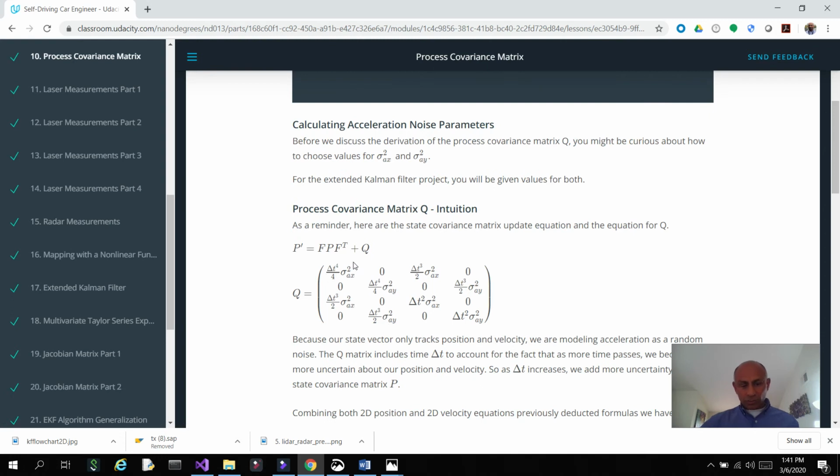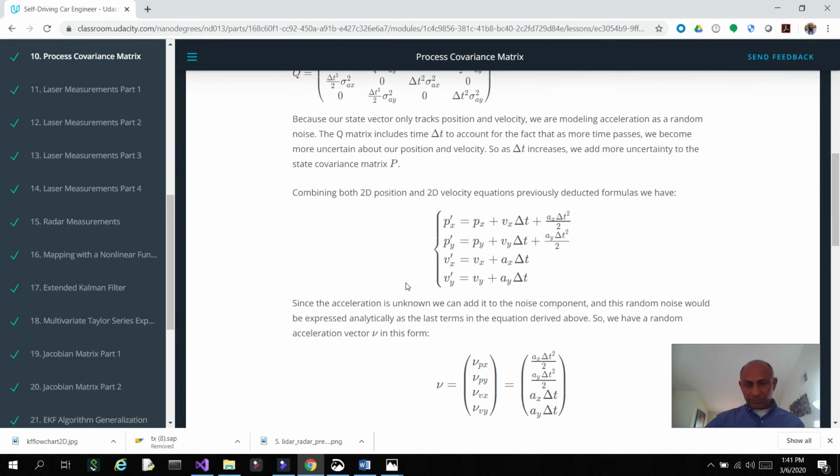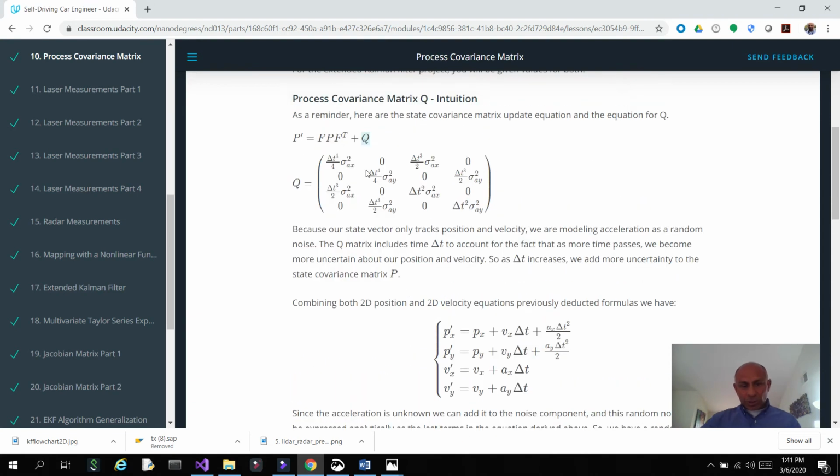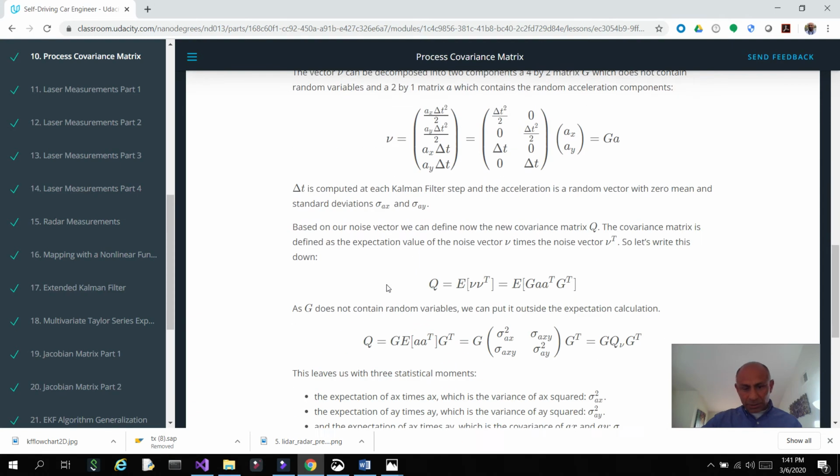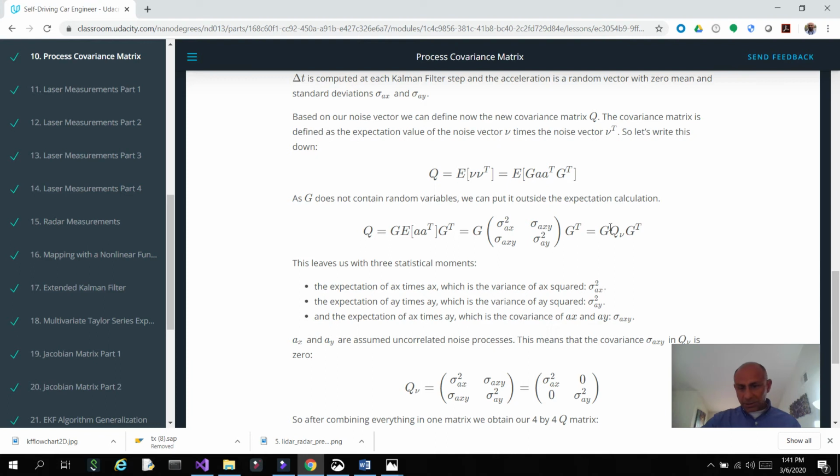Now Q, like I was saying, to predict our new error, it's the old error plus this process noise covariance matrix. And F, like I said, is the state transformation matrix, just to come up with the right dimension. So Q is G Q nu G transpose. Now what's Q?